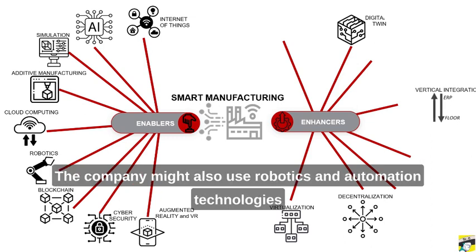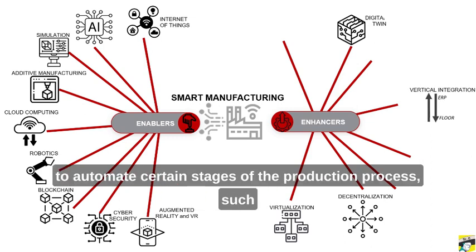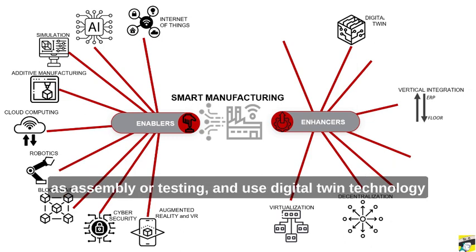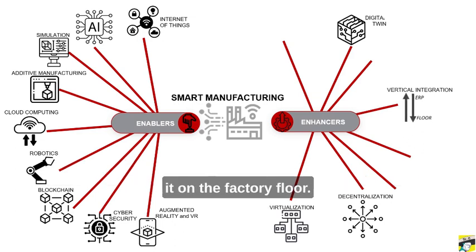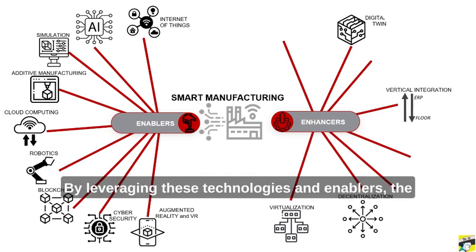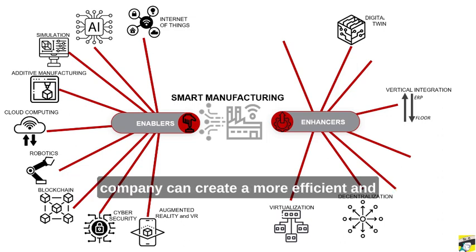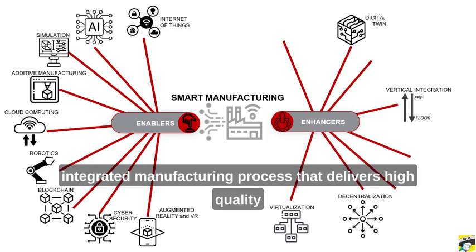The company might also use robotics and automation technologies to automate certain stages of the production process, such as assembly or testing, and use digital twin technology to simulate and optimize the production process before executing it on the factory floor. By leveraging these technologies and enablers, the company can create a more efficient and integrated manufacturing process that delivers high quality products to the customers.